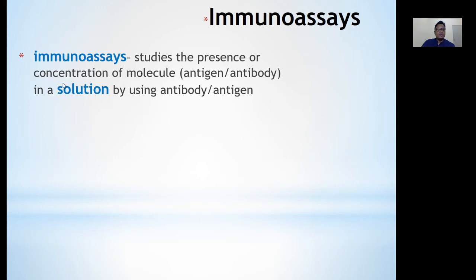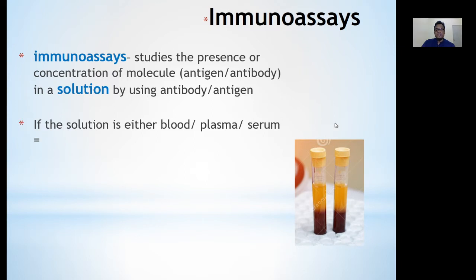The solution can be any fluid: blood, serum, plasma, urine, body fluids, synovial fluid, saliva, or any fluid. If the solution is either blood, plasma, or serum, here the picture shows two plain tubes. A plain tube is a blood tube without any anticoagulant, so the blood has already clotted. The blood cells are here at the bottom, and the yellowish fluid is the serum.